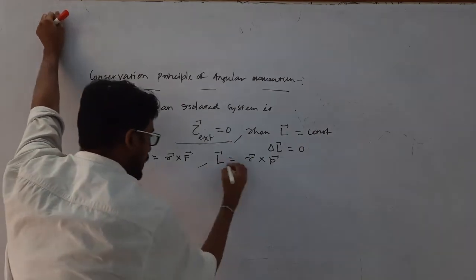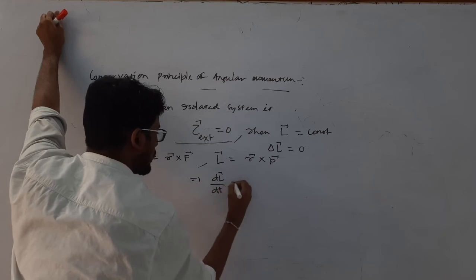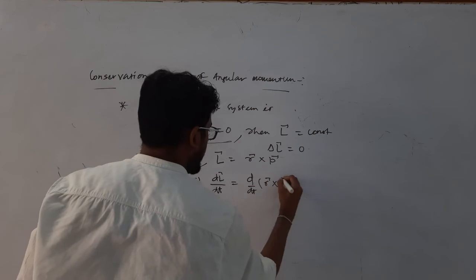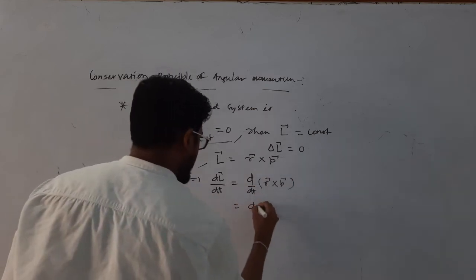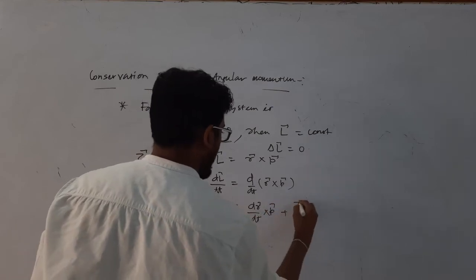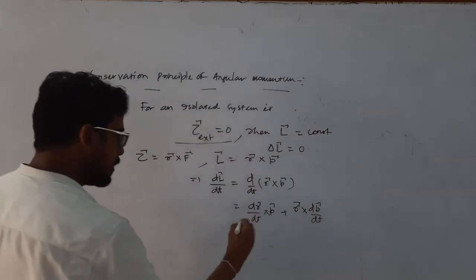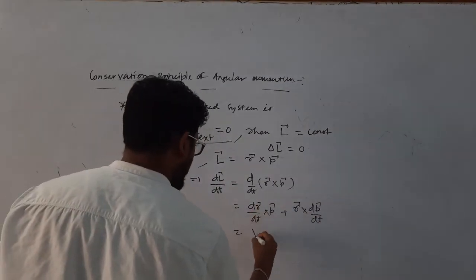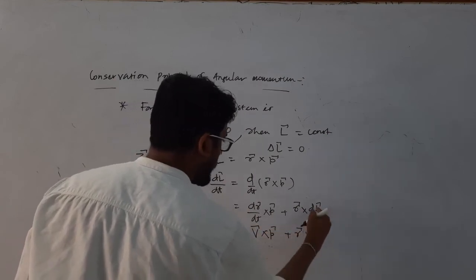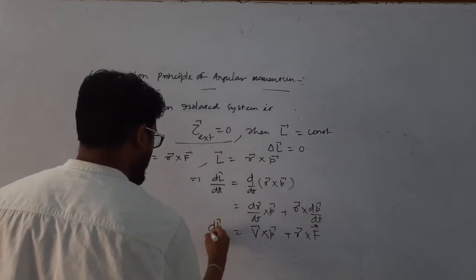Okay. So by differentiating this, we will get dL vector by dt, which is equal to how much? d by dt of R cross P, or this can be written as dr vector by dt cross P plus R cross dp vector by dt. Okay, so this will be how much? dr by dt is what? V cross P plus R cross dp by dt is what? Linear force F, which is equal to dL by dt.